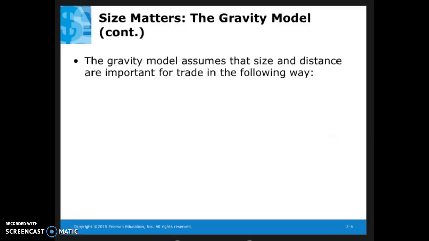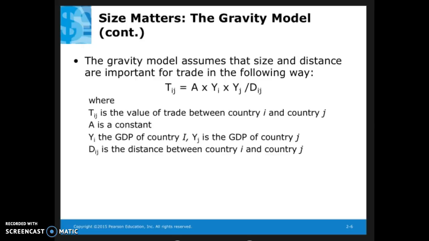So the gravity model assumes two things. It assumes that size and distance are important for trade in the following way. So here's the formula where T sub ij equals A times Yi times Yj divided by Dij, where Tij is the value of trade between the two countries i and j. A is a constant. Yi is the GDP of country i, while Yj is the GDP of country j. Dij is the distance between the two countries, and the distance will be critical.